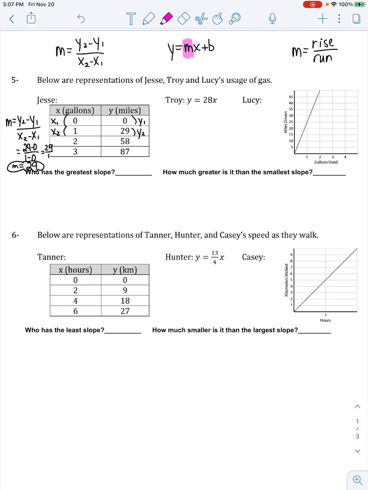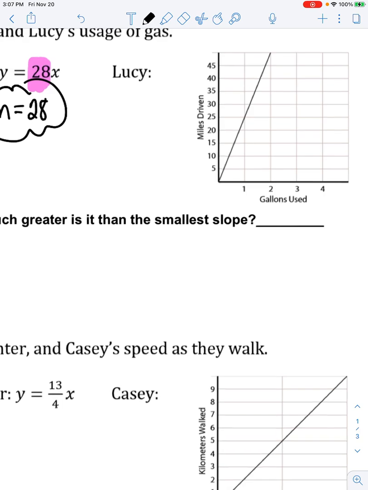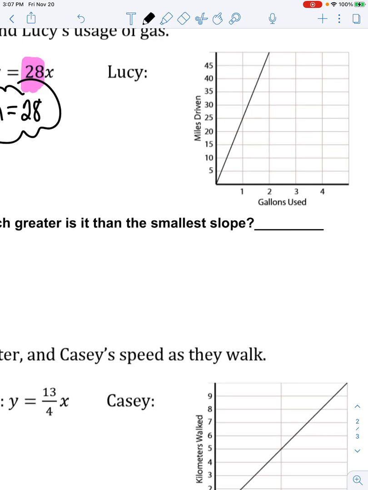Now let's look at Troy. Remember, he has an equation, so all we have to do is find the number in front of the x. So his slope is 28. And now let's look at Lucy. She has a graph, so I want to find 2 really good corner points, and I've got one here and one here, and do my rise over run. So I rise 5, 10, 15, 20, 25, and I run 1. So her slope is 25 over 1, or 25.